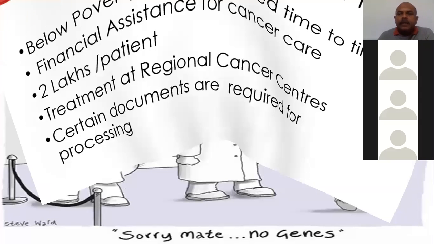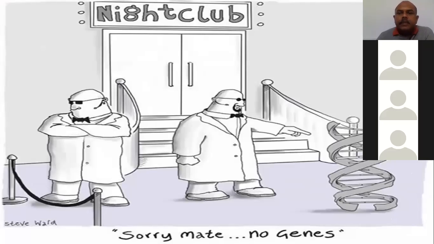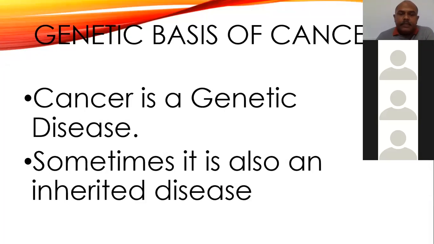So what we should understand primarily is that cancer is a genetic disease. So sometimes it is also an inherited disease. We'll see more in detail about what I mean by saying it's a genetic disease and what I mean by saying it's an inherited disease.